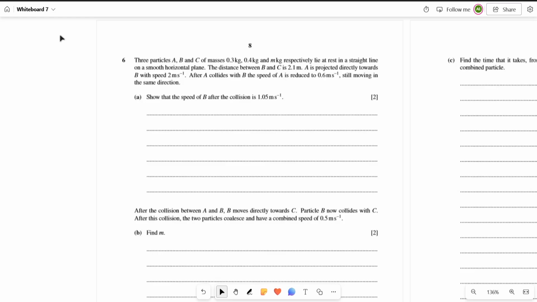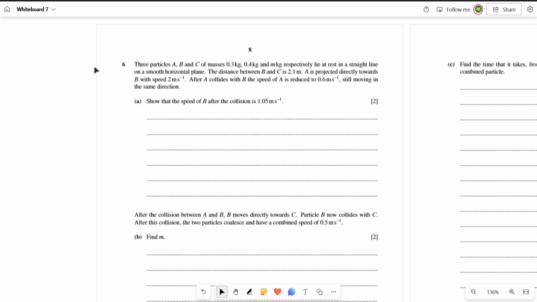First, let's start by reading the question. By the way, this is from the November 2022 session. This is paper 42, Cambridge. It says 3 particles A, B, and C of masses 0.3, 0.4, and m kilograms respectively lie at rest in a straight line on a smooth horizontal plane. What does smooth tell me? That the plane does not have any friction.